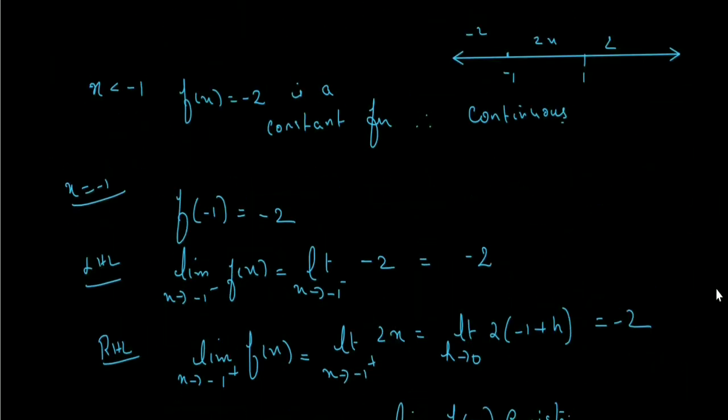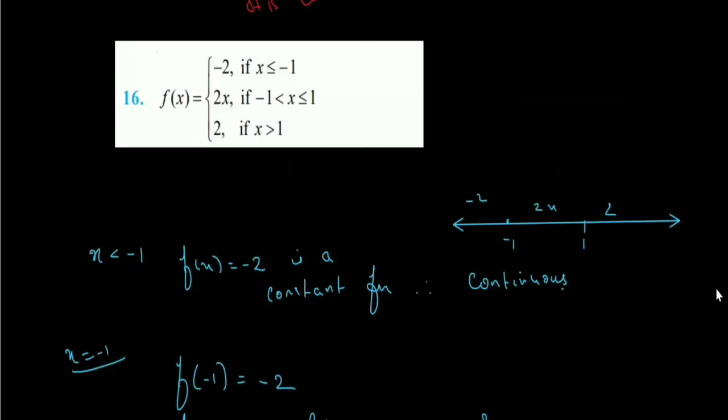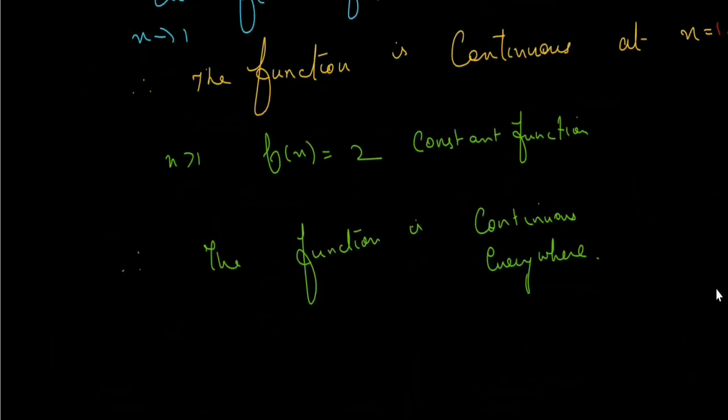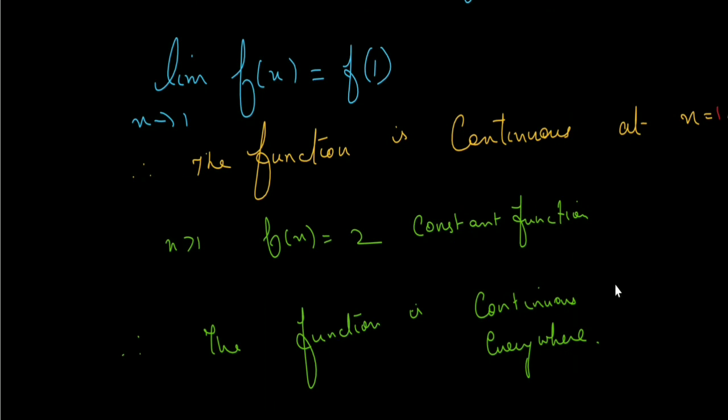Now, greater than 1. After 1, the function is constant. So greater than 1, the function is a constant function. Therefore, the function is continuous. A constant function is continuous.